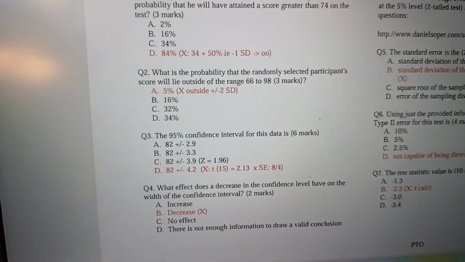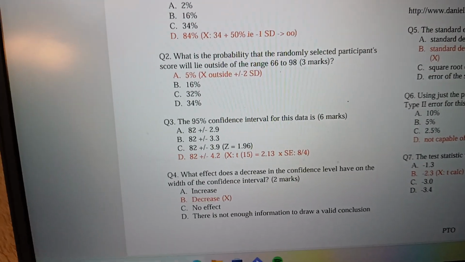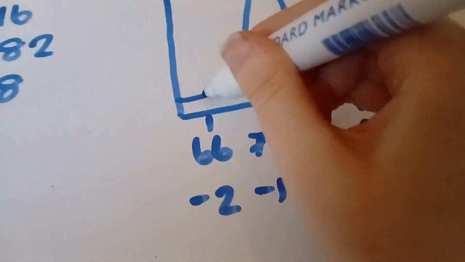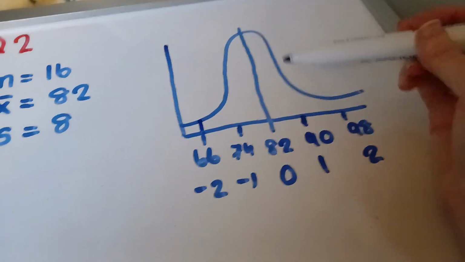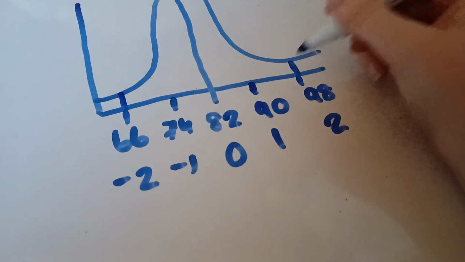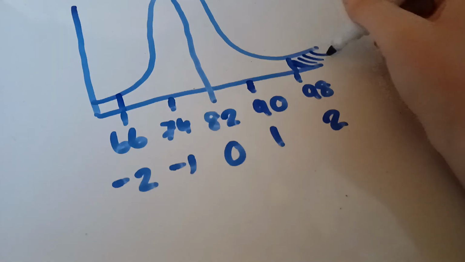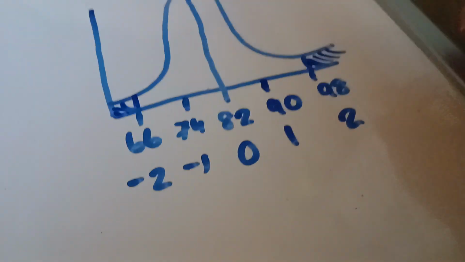So this is for question 2, which asks, what is the probability that the randomly selected participant score will lie outside the range of 66 to 98? So we want outside the range. There's our 66 just here, because I have the same graph, because obviously the same information. And then I have 98 there. So we're looking for outside of this range, so all of this area here and all this area here.